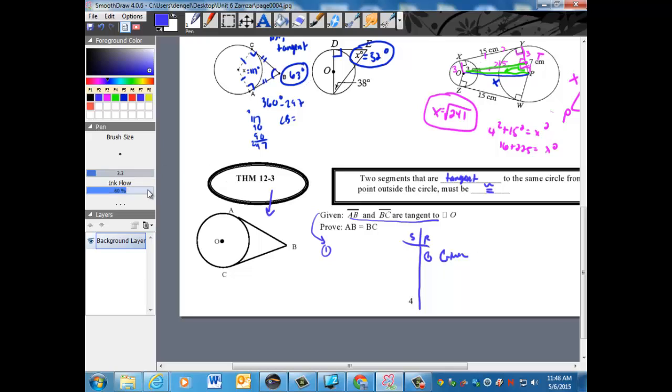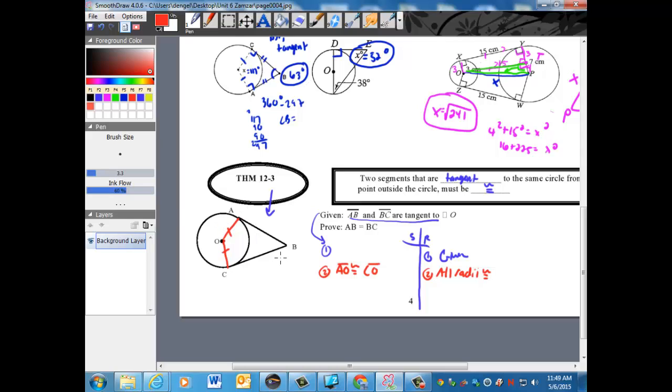All right, from there, let's make some marks. I'm going to draw in a radius from O to where this point's at, A. And I'm going to draw in a second radius from O to C. All right, and since these are both radii, they're both congruent. That's going to be statement number 2. I'm going to say that AO is congruent to CO, and that's because all radii are congruent.